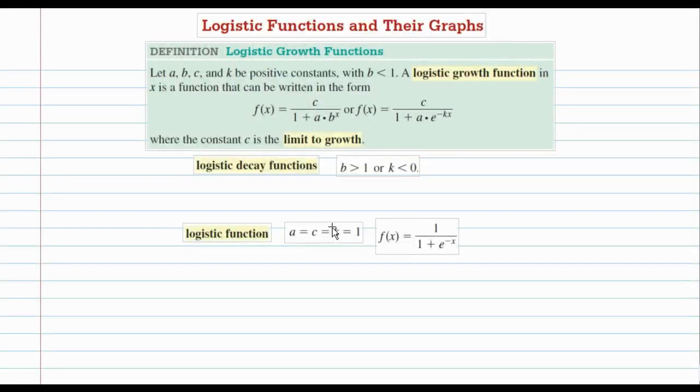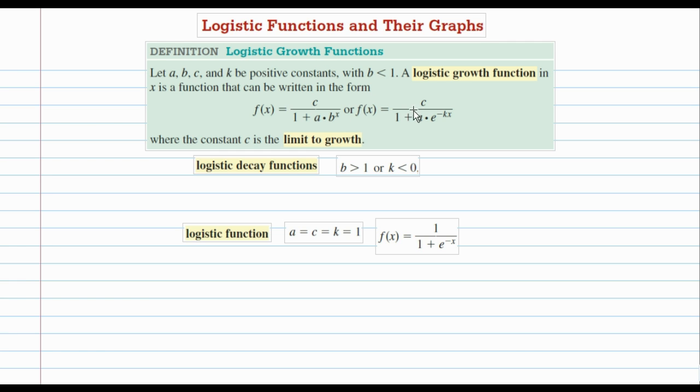This is the screencast for section 3.1, example 6, logistic functions and their graphs. Logistic functions, or we will be dealing mostly with logistic growth functions, take on this form. f of x equals c, which by definition is our limit to growth, which literally means the function will not grow past that value. And then all over 1 plus a times b to the x, where a and b are positive constants, so they can be decimals, fractions, whole numbers, it doesn't matter.